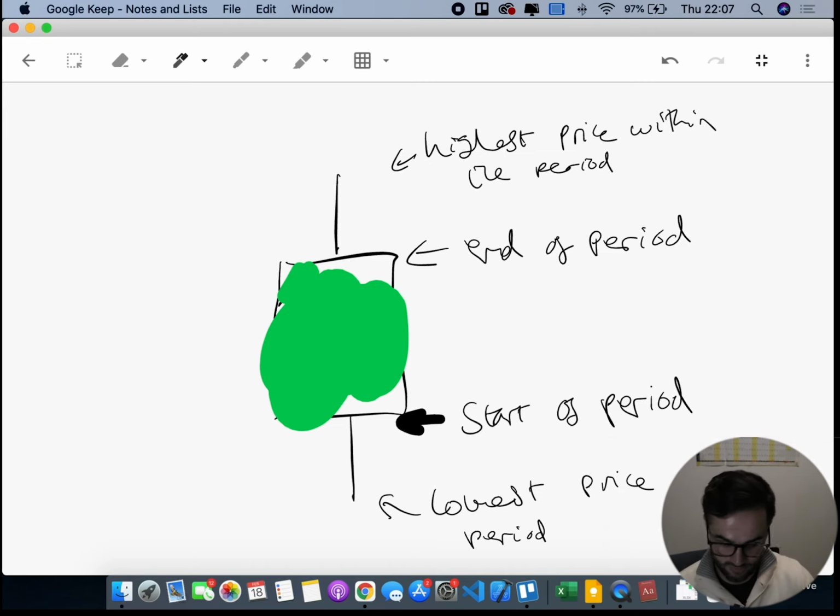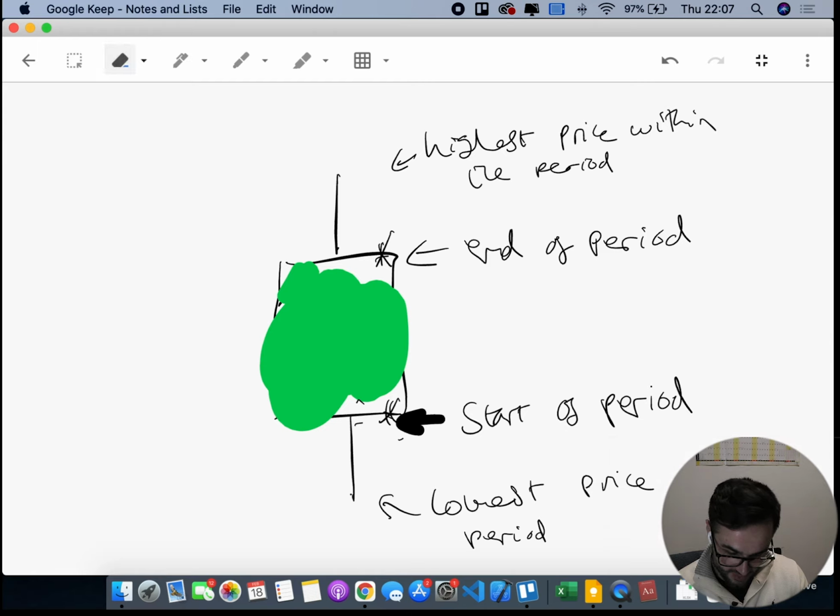Okay, so that's pretty self-explanatory. So this 5 minute candle, you came in at here at 0 minutes and it finished here at 5 minutes. This was the highest point it got to. That could have been any time within the 5 minute period. This is the lowest point it got to. Again, could have been any time within the 5 minute period, right?